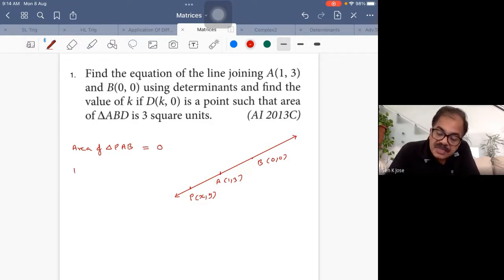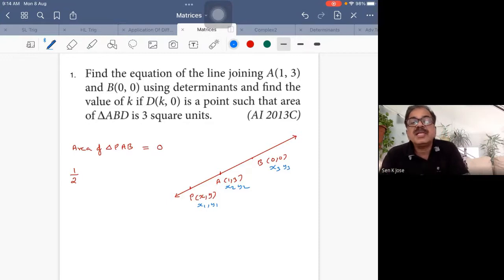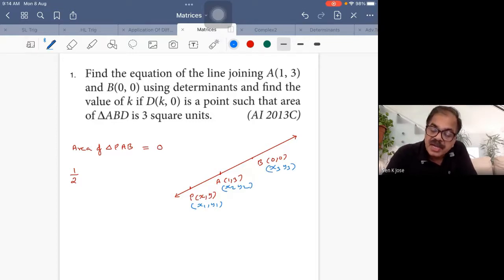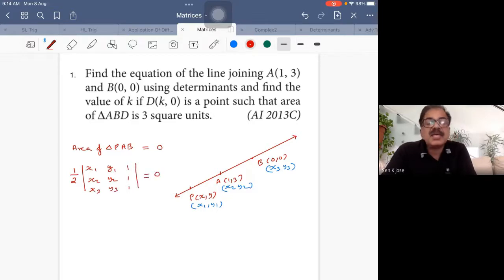And for the area of a triangle, we have a formula. When it passes through the 3 points, we call them x1, y1, the first point, x2, y2, the second point, and x3, y3, the third point. And then the area of a triangle, we have a formula: half determinant, x1, y1, and 1; second point, x2, y2, and 1; third point, x3, y3, and 1. That's the area of the triangle formula.